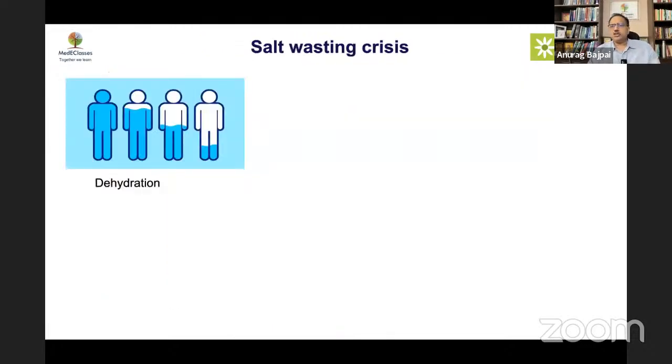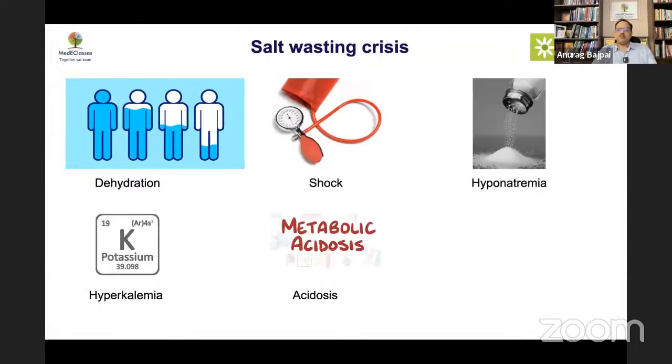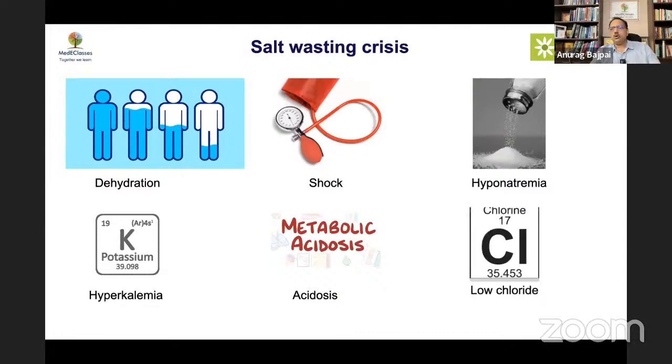Now, one important group of conditions, particularly in infants, is salt wasting crisis, in which you have deficiency of both aldosterone and cortisol. They will have dehydration, shock, hyponatremia, hyperkalemia, along with metabolic acidosis and hypochloremia. So you start thinking of a combined effect. As Pratik said, if you have isolated ACTH deficiency, mild hyponatremia, no hyperkalemia. If you have aldosterone deficiency, severe hyperkalemia, mild hyponatremia. If you have a combined defect, severe hyponatremia, severe hyperkalemia, and this is what causes salt wasting crisis.